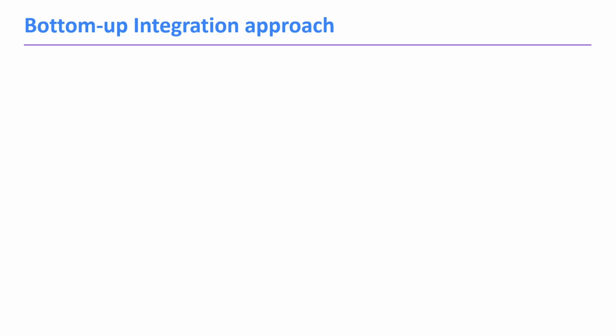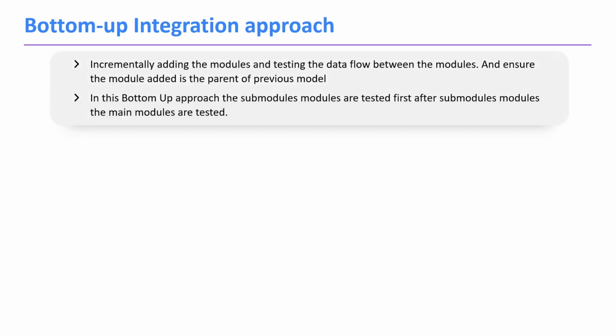Next is a bottom-up integration approach. It is exactly the opposite of the top-down integration approach. Here as well, we are incrementally adding the modules and testing the data flow between the modules, and ensuring that the modules added are the parent of the previous module. In the bottom-up integration approach, first we develop the child modules and then the parent modules. Then the child module is integrated with the parent module. Then testing is conducted to check the data flow or communication between these integrated modules.